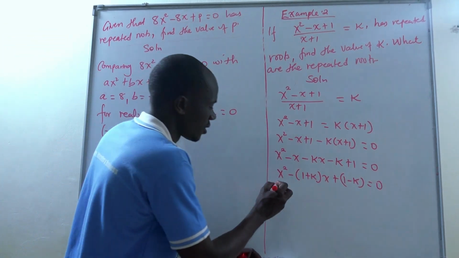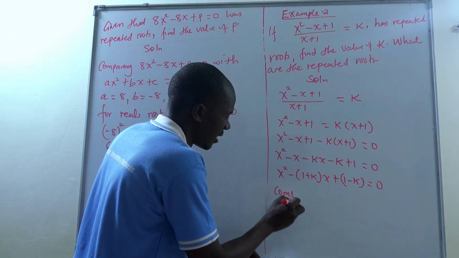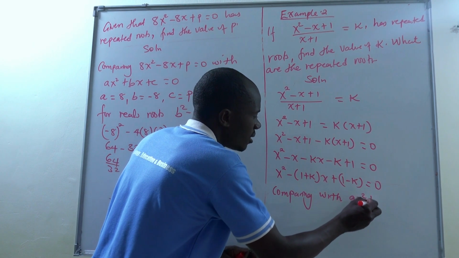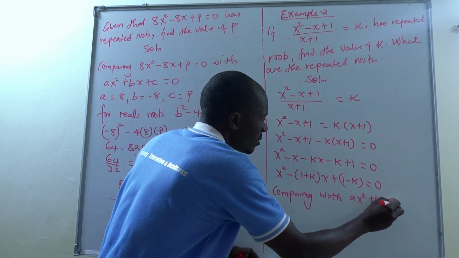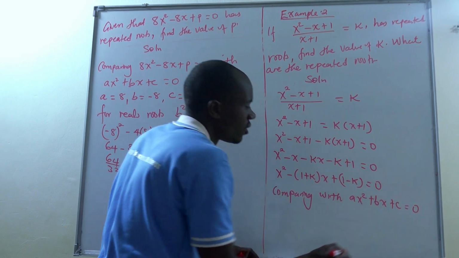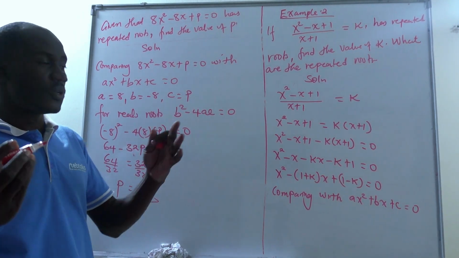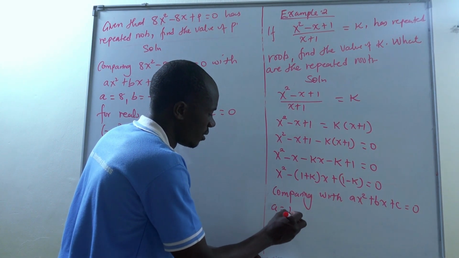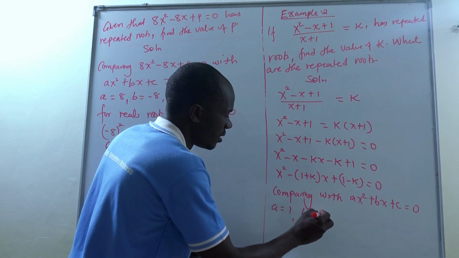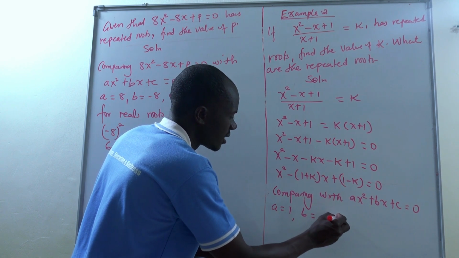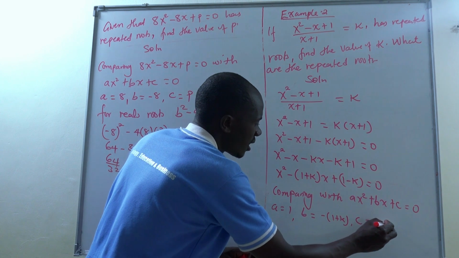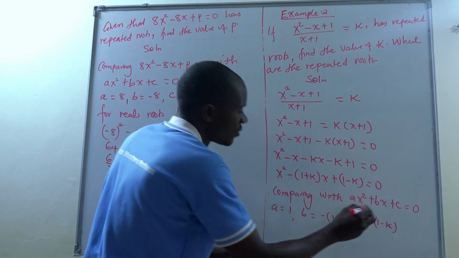Comparing with ax squared plus bx plus c equals 0, we are going to compare those terms. What is our a? a equals 1. What is b? b is negative (1 plus k). What is c? c equals 1 minus k. That is the value of c.